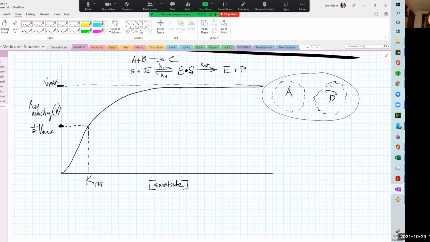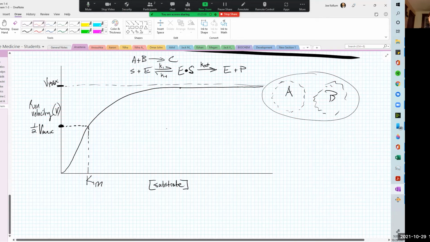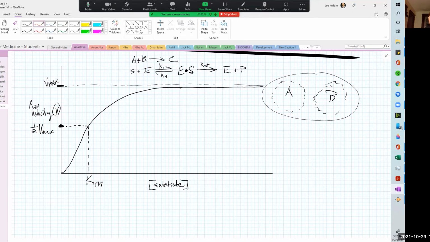So what would be another thing that Km could tell you about an enzyme if you are led to believe that the Vmax for a given enzyme is the same between two? Sorry, I was trying to think through how to ask this. What else does Km tell you about the enzyme if you have enzyme A and enzyme B and they both have about the same Vmax, but enzyme A has a much lower Km? So you're absolutely right, affinity, and that's still the case. But what's another thing that I could tell you?